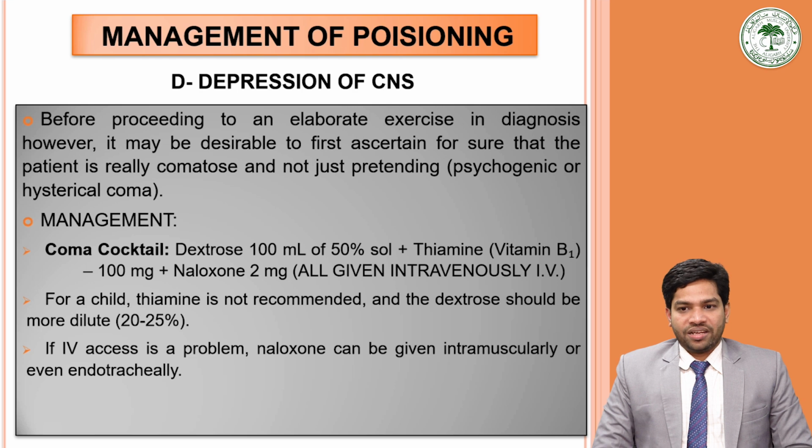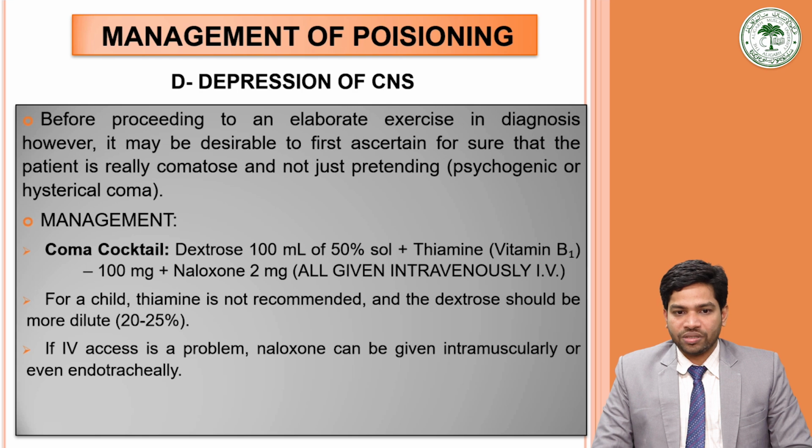Hoffman and Goldstein reviewed data from 1966 to 1994 on the treatment of poisoned comatose patients and came to the conclusion that in every case where the identity of the poison was unknown, the following three antidotes were administered: dextrose 100 ml of 50% solution, thiamine (vitamin B1) 100 mg, and naloxone 2 mg, all given intravenously. So this was developed and considered as a coma cocktail.